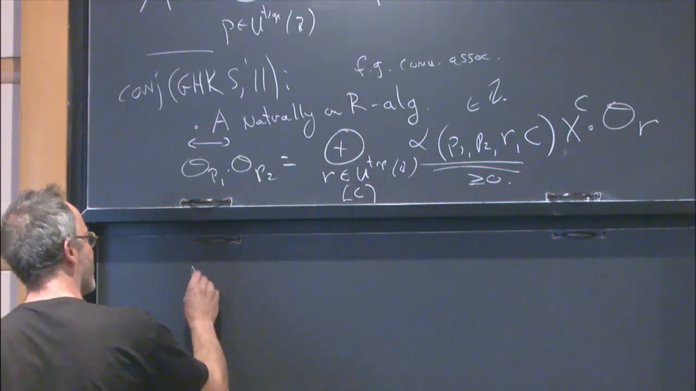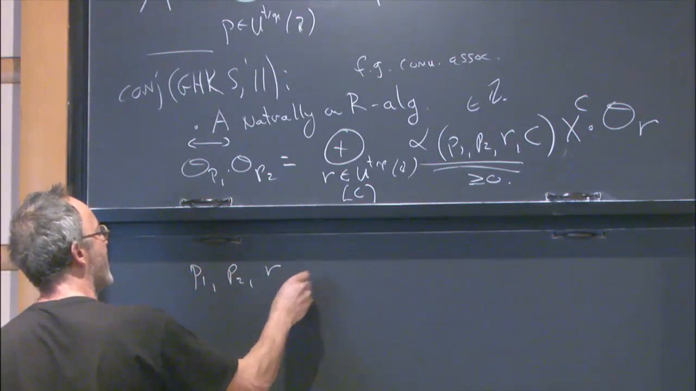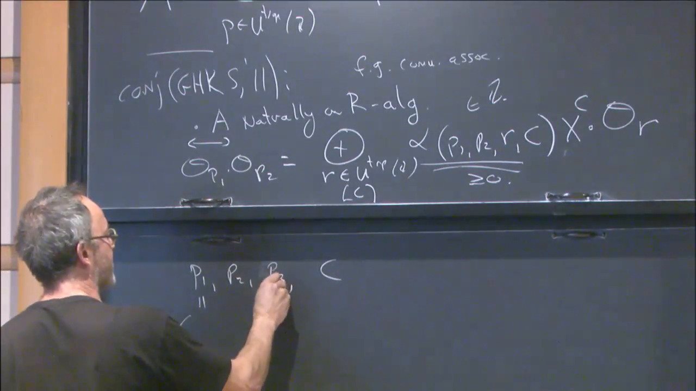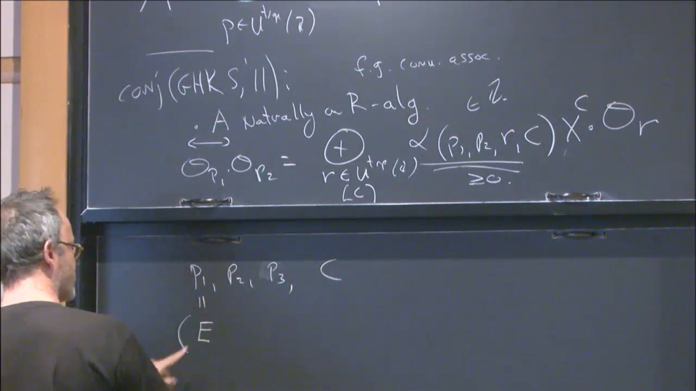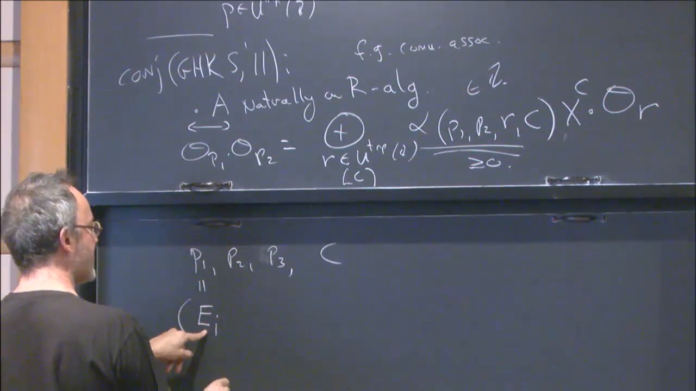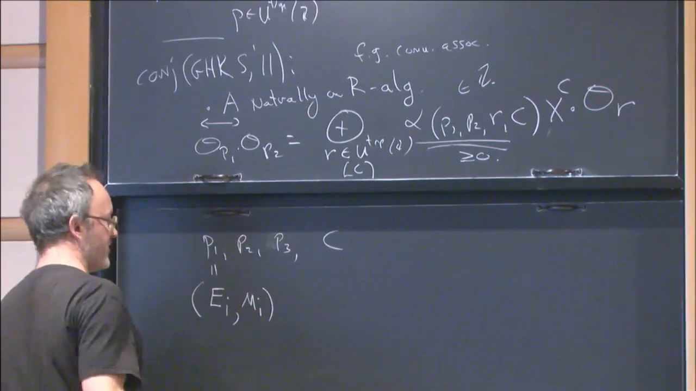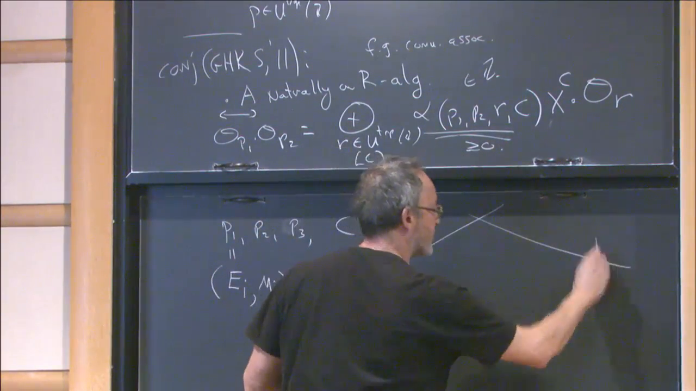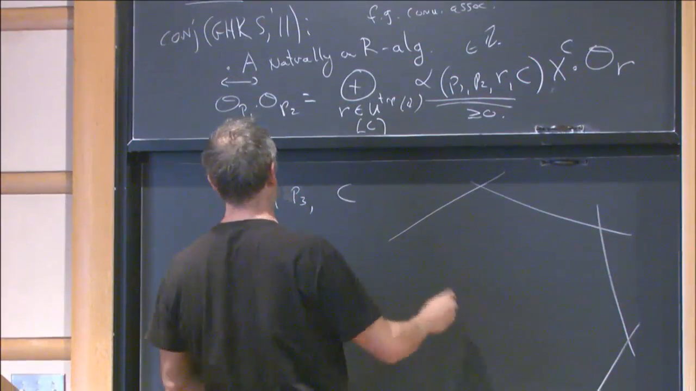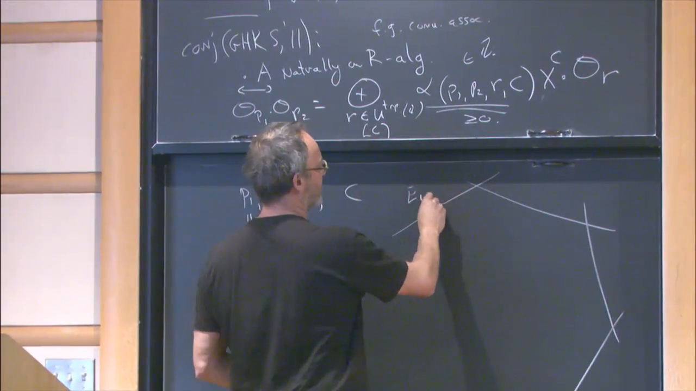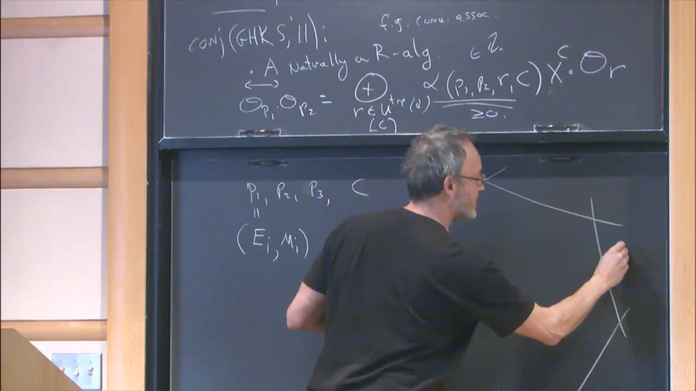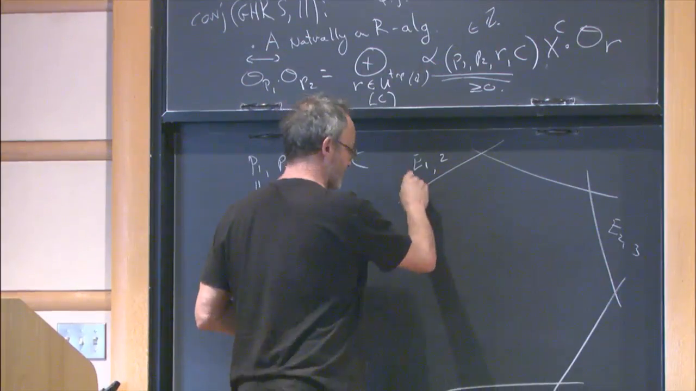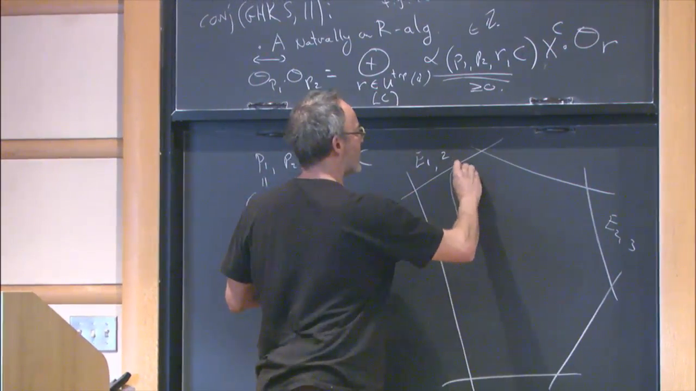So what's the data that you have? You have P1, P2, R, and C. And what are these guys? Let's call this P3 just to make it symmetric. These are a divisor at infinity, some divisor, and some multiplicity. And this is a curve class. So the picture I have is, in some big compactification, I'm picking out a couple of boundary divisors. Like here's E1 with some number, maybe 2. And some other divisor, maybe E2 with some number 3. And then I've got this third one. And I've got a curve class. And the things we count are rational curves.